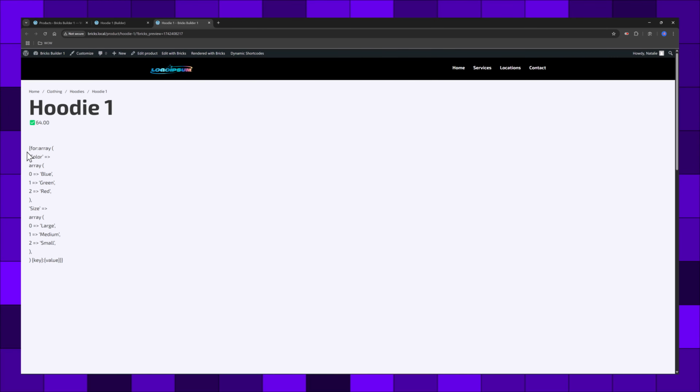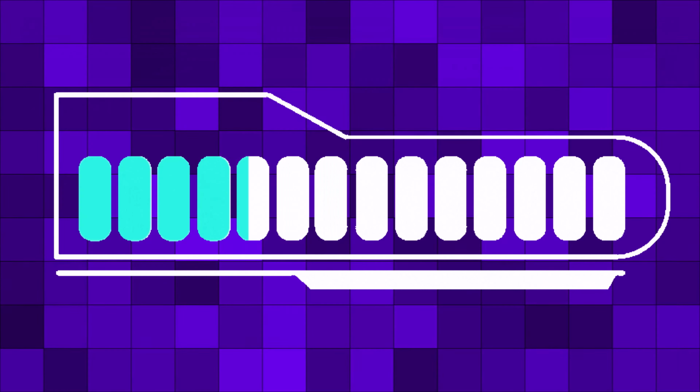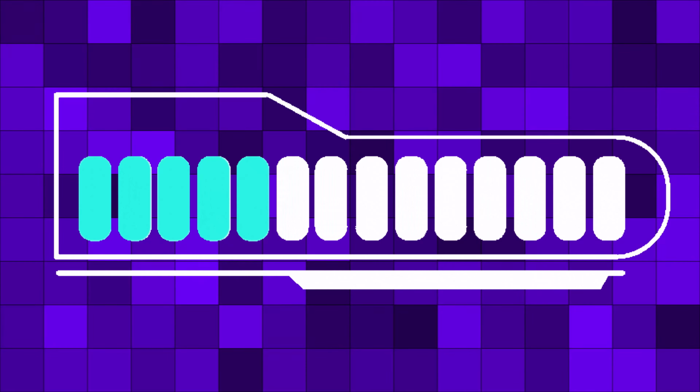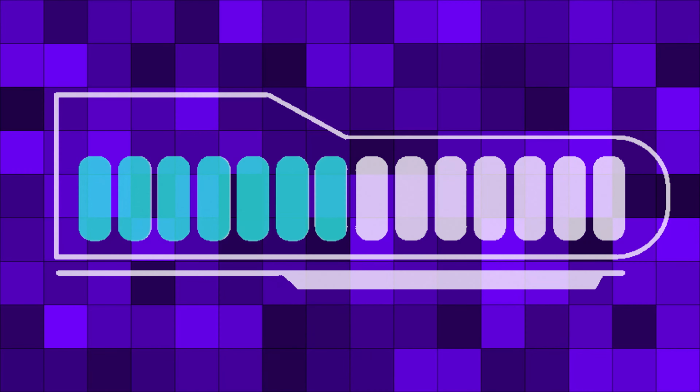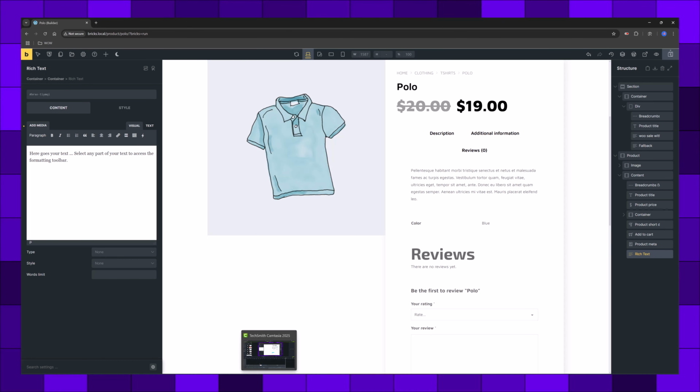There you have it. For the array, it is blue, green, red, and for the values it is the attribute values large, medium, and small. And that's a wrap. Now you know how to use dynamic shortcodes to make your WooCommerce store more powerful and dynamic.